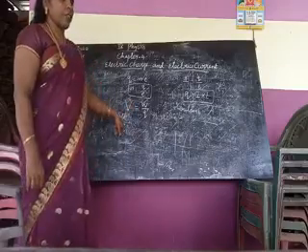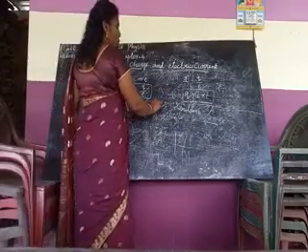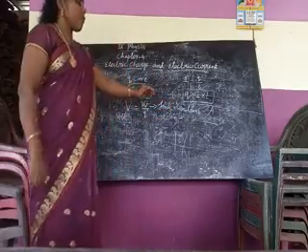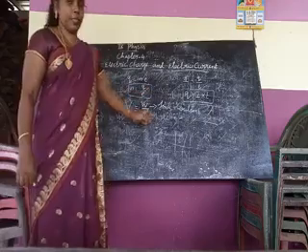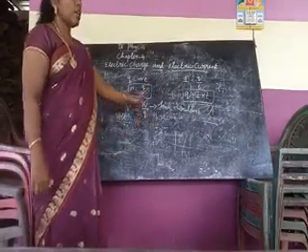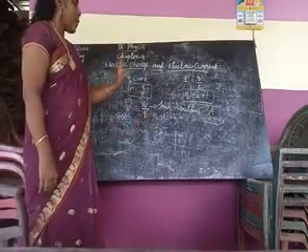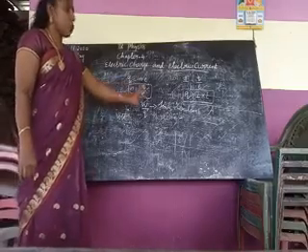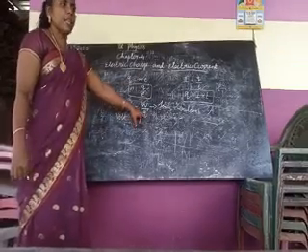What is the unit of work done? Joule is the unit of work done. What's the unit of electric charge? Coulomb is the unit of electric charge. We have already learned this. Suppose the potential difference and the charge are given in the question, and they ask to find work done.